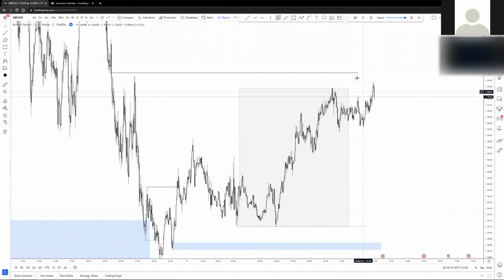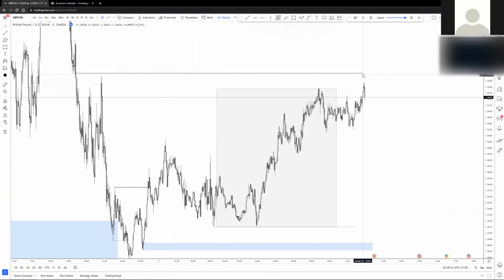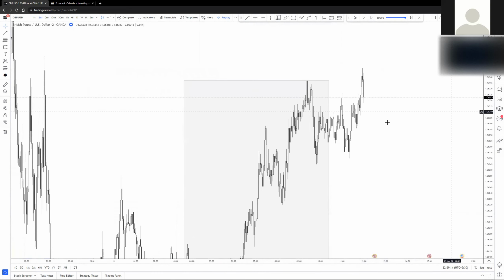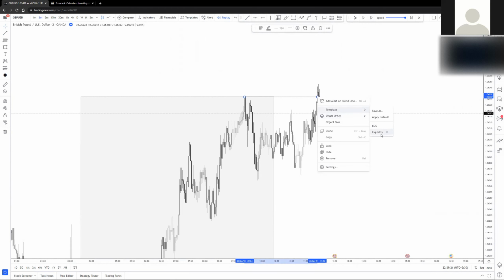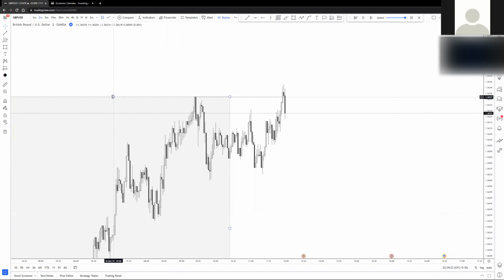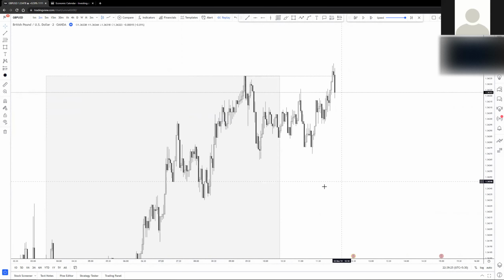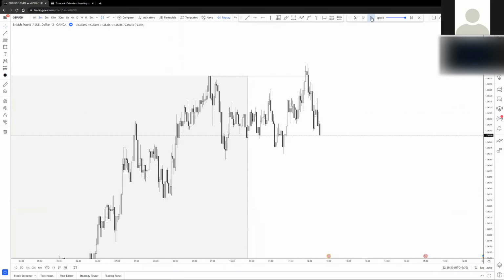So then I was waiting for the imbalance to get filled, but it did not tap into the imbalance. But what happened? Now they have broken out of Asia. Can you see that? Took out the Asian highs, and timing is perfect. Now the London kill zone is about to open at 12:30. And now they're coming down.